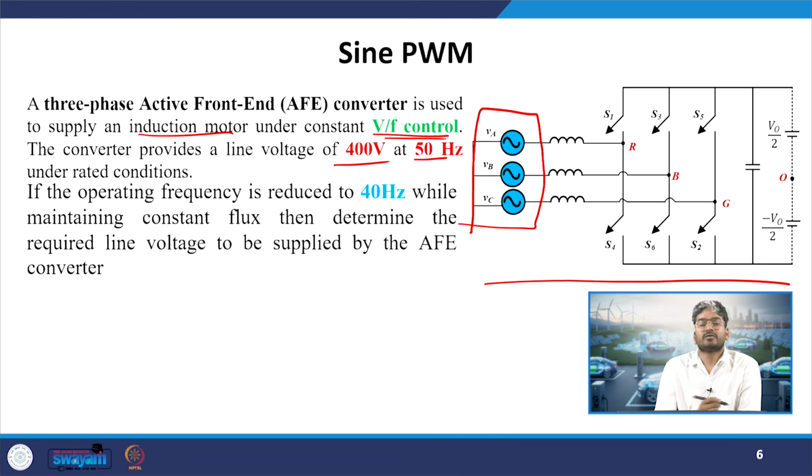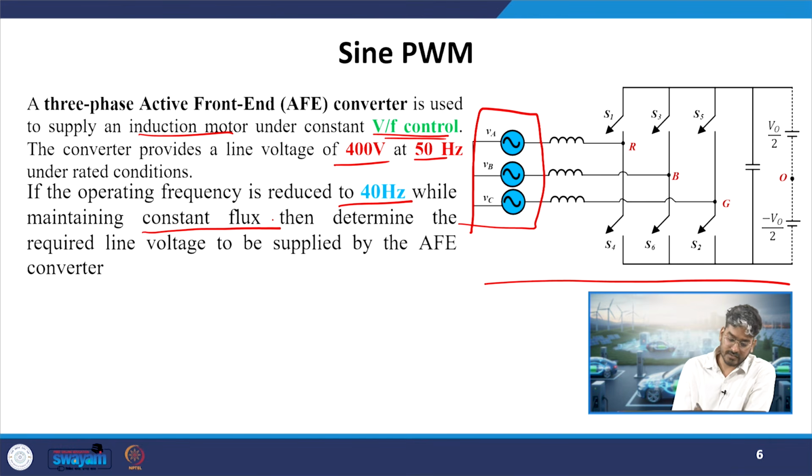Now due to the requirement of variation in the speed, I want the supply frequency to be reduced to 40 hertz. So what will be the requirement for the voltage? That's the question over here. So why is this V by F maintained constant? It gives us constant flux in the machine. Okay, so what is this constant flux and what is the V by F method? We will come back to this in the next few lectures.